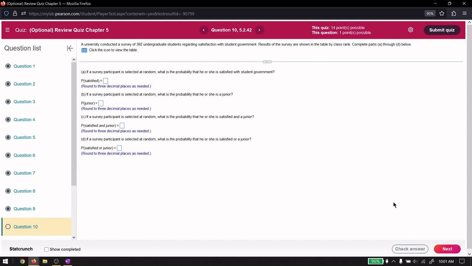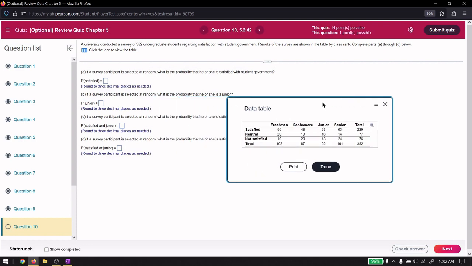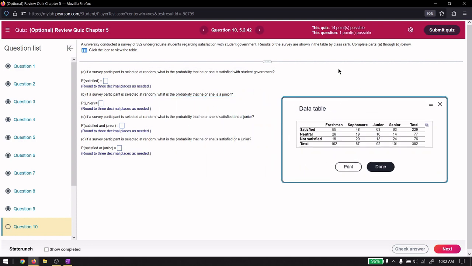Okay, 382 undergrad students. Satisfaction with student government, and we have a table of what they had said. If a survey participant is selected at random, what is the probability that he or she is satisfied with student government? So if a survey participant is selected at random, what's the probability that they're satisfied? So they're satisfied with student government. That's going to be the total satisfied. That's going to be this total right here, right?